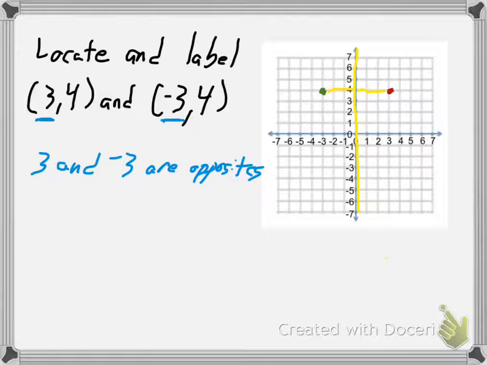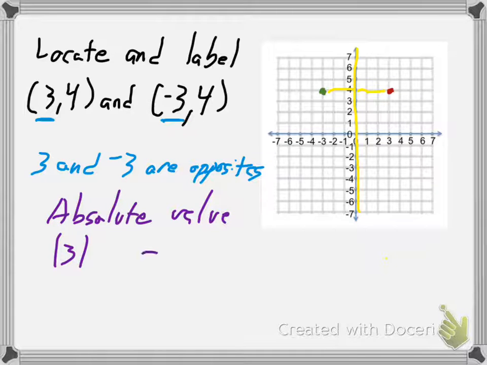Another way to think about this is using absolute value. If I think about the absolute value of 3 and the absolute value of negative 3, both of these are telling me how far away they are from 0. So the absolute value of 3 is equal to 3 because it's 3 spots away from 0. The absolute value of negative 3 is 3. It's 3 spots away from 0. The only difference is that because one is negative, it's on the opposite side of 0.